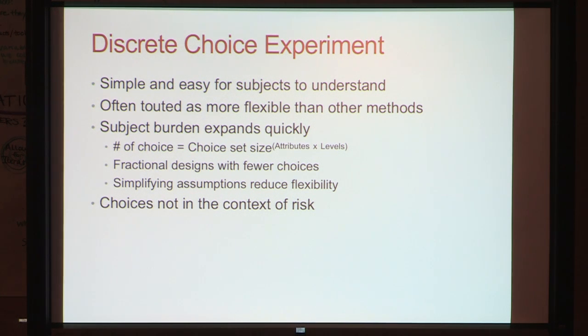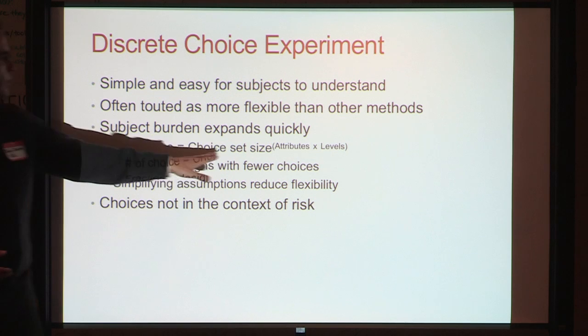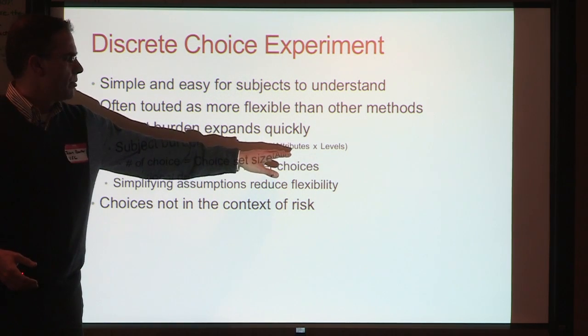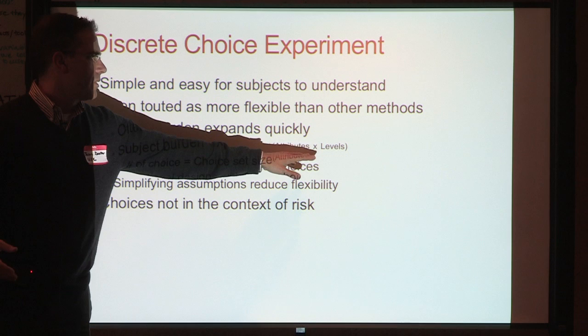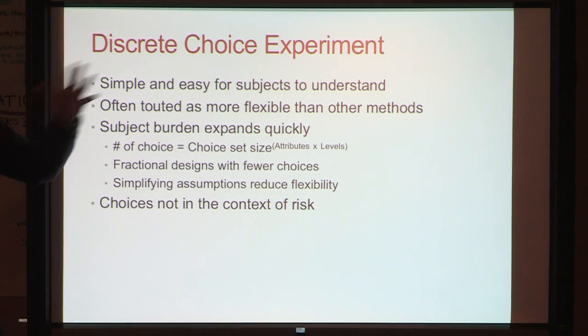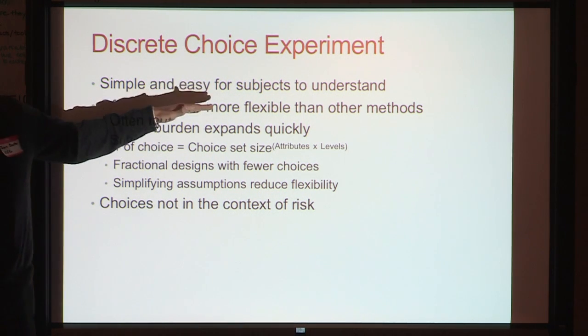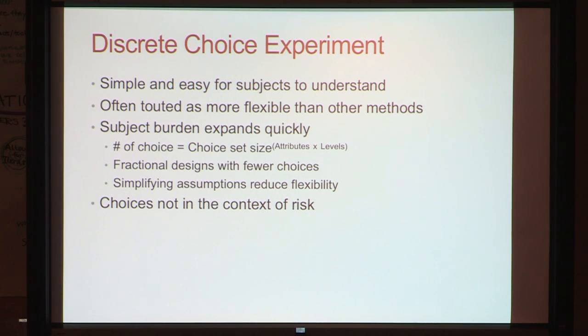Advantage of this procedure, it's simple and it's easy for patients to understand. It's often touted as more flexible than other methods, but one problem with it is that it very quickly balloons into a large number of choices. In that last example, the choice set was size 2. You were comparing option A and B. There were 5 attributes, and I don't know how many levels he had. Maybe some of them had 6 levels. You get to these huge choice sets, so you have to pare everything down. And what actually ends up happening is that you do these fractional studies where you make assumptions, so it's less flexible, like other methods. So there's no free lunch with that.